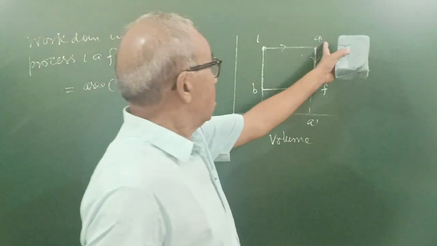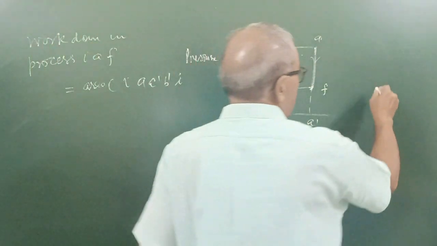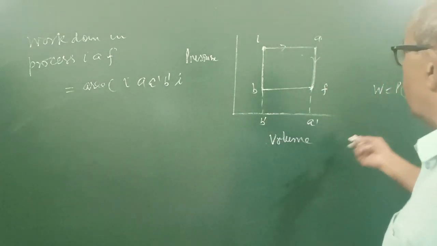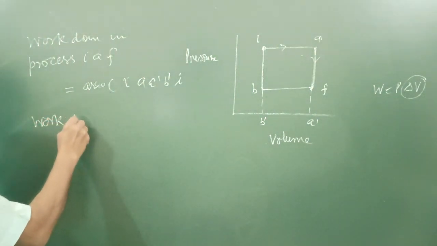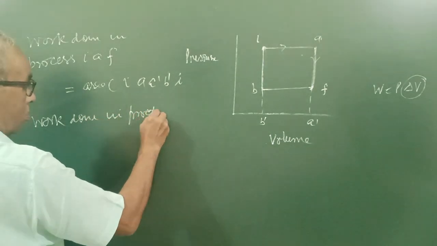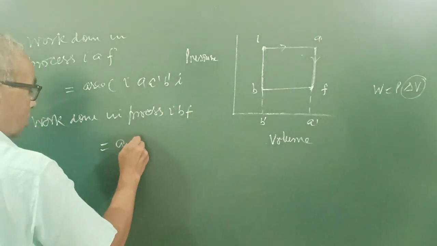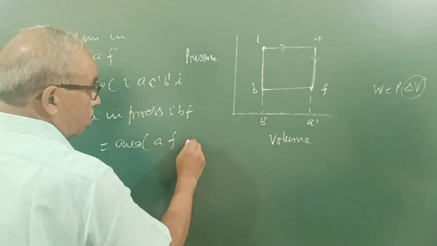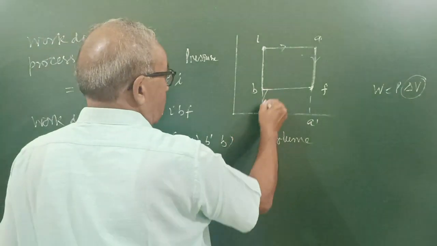No work is done during A to F. Why? Because volume does not change. W equal to P delta V. If delta V, the change in volume, is 0, then work done is 0. And similarly, work done in process IBF is equal to the area A, F, A dash, B dash, B. This area only.